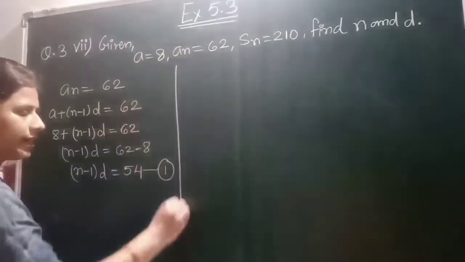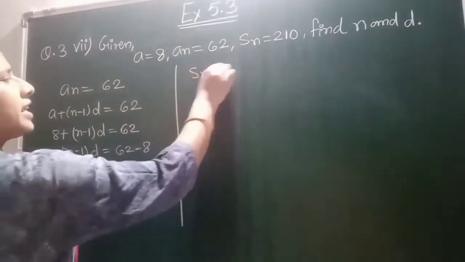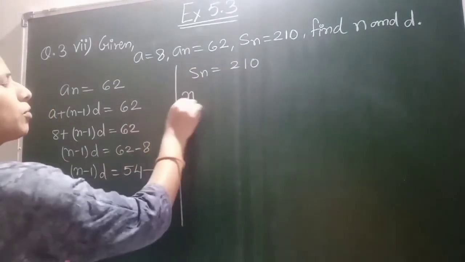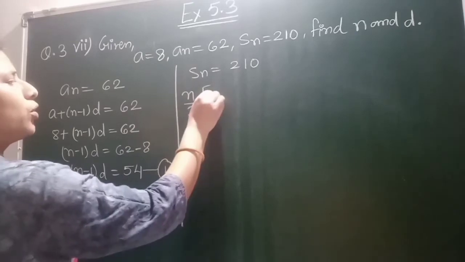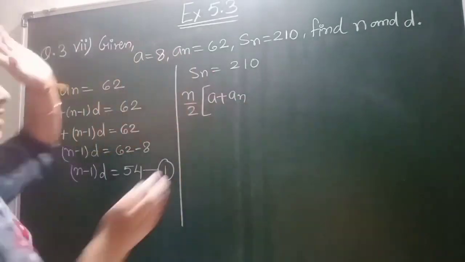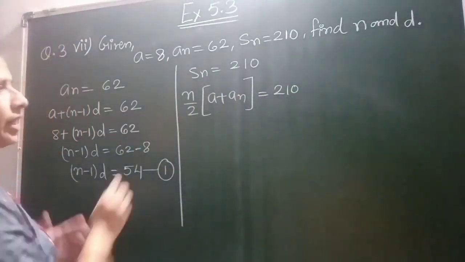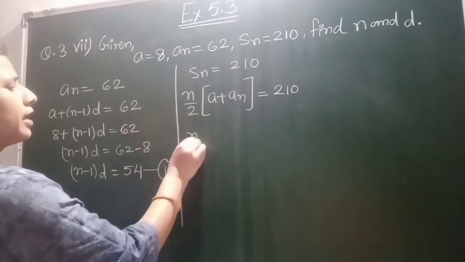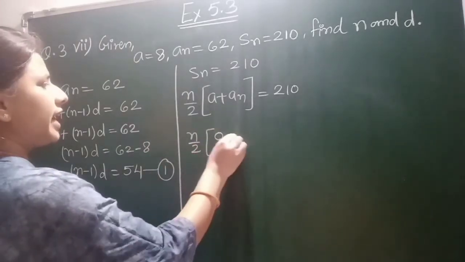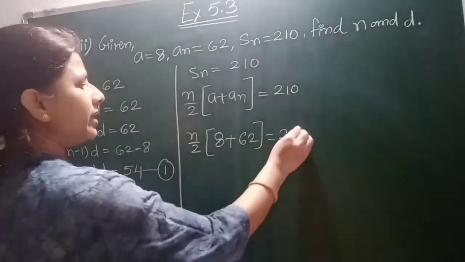Now we will take this Sn. What is given here? Sn equals 210. Then we will apply a formula. Which formula we will apply here? n upon 2 into a plus an. Why? Because an is given here. Equals 210. Okay, substitute the values. n upon 2 as it is, because n is unknown. Value of a is 8, value of an is 62, equals 210.